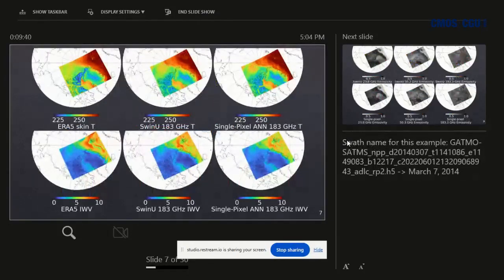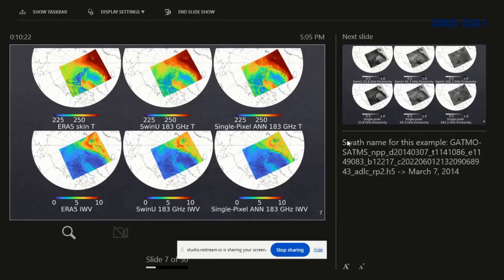So then we'll just look at some swaths to see how they look spatially. The top row is skin temperature, the bottom row is integrated water vapor. And hopefully you can see that the single pixel retrieval on the far right is a little bit pixelated, and you can see a little bit of discontinuity compared to the middle column, which is the SWIN UNet retrieval. But generally the two have the same structure, with the SWIN UNet being a little bit smoothed out, maybe a little bit of structure is lost there, but they are overall in magnitude about the same and in structure about the same.